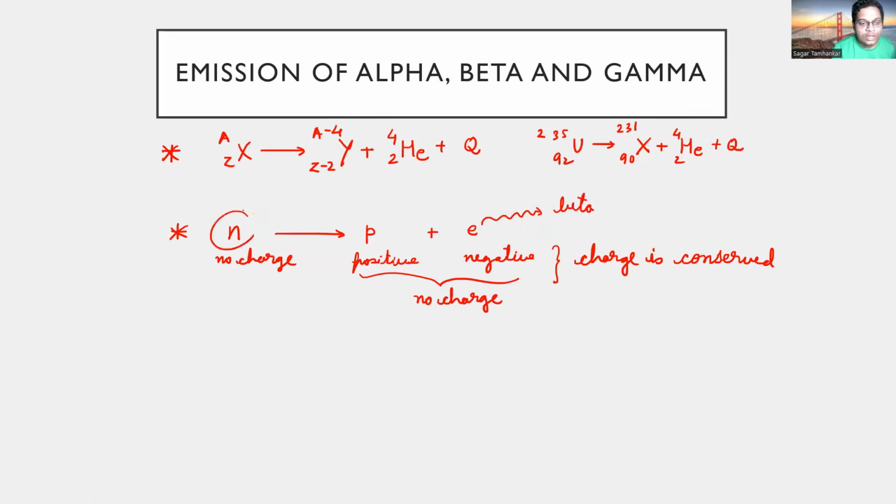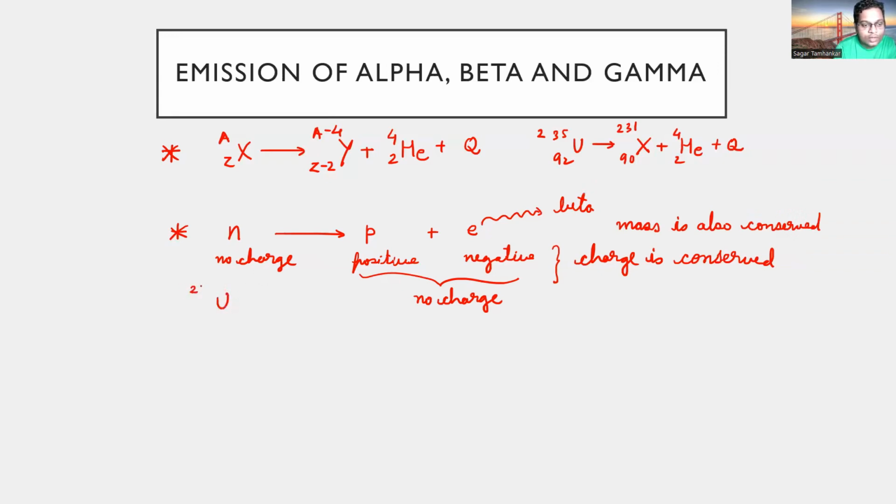Also, the mass of a neutron is slightly more than the mass of a proton, and you are aware that the mass of an electron is negligible compared to the neutron and proton. So in that particular case, mass is also conserved. Let me give you one example now.